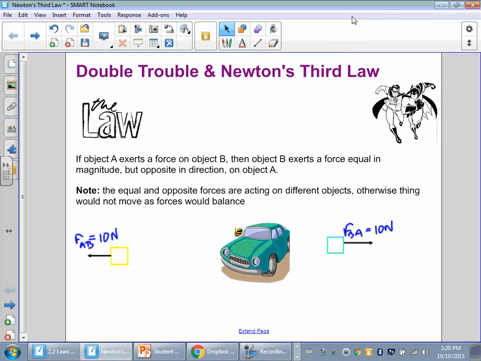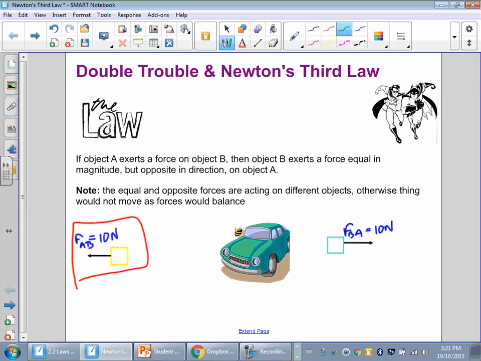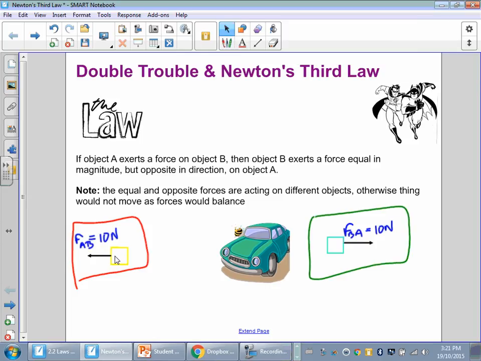In that instance, the force acting on the bee is shown on the left of the screen, and that is 10 newtons, and that's the force of the car acting on the bee. And of course, also at the same time, there is an equal but opposite force from the bee acting on the car, which is on the right of the screen, and that is in the opposite direction.